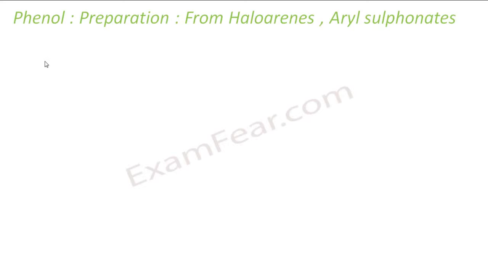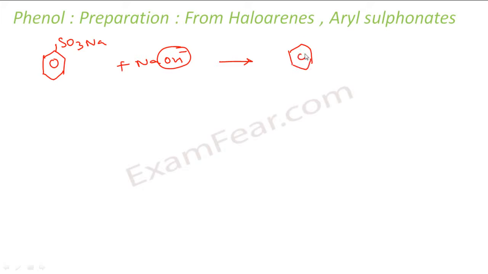So we'll see this reaction from haloarenes and aryl sulphonates. Let's see the aryl sulphonates first. This is my aryl sulphonate, SO3Na. From this I have to form phenol. So what I do is I add NaOH, OH minus. OH minus is a very strong nucleophile. It will replace SO3 minus. So it's a substitution reaction actually. You get phenol, OH, plus Na2SO3. Pretty easy reaction mechanism actually, so I will not discuss this.